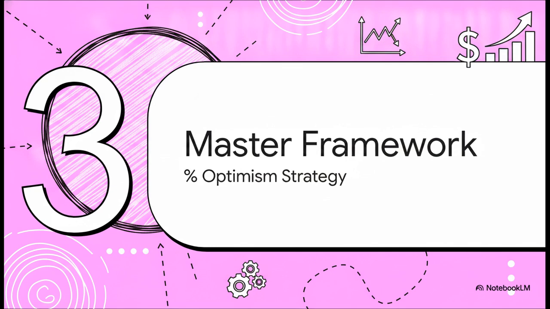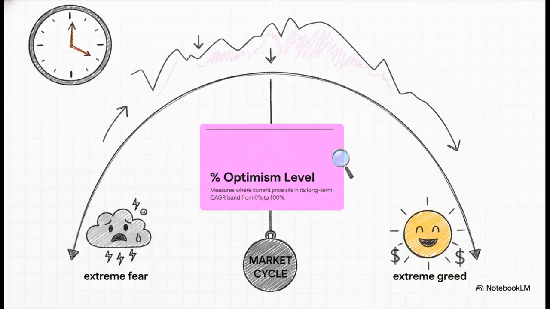Section 3. The Master Framework. The Percent Optimism Strategy. Let's zoom out and look at the big picture. So how do we tie all these micro indicators together? Enter Dr. T's master tool, the Percent Optimism Level. It measures where the current price sits within its long-term compound annual growth rate, or CAGR, band tracked on a scale from 0 to 100%.